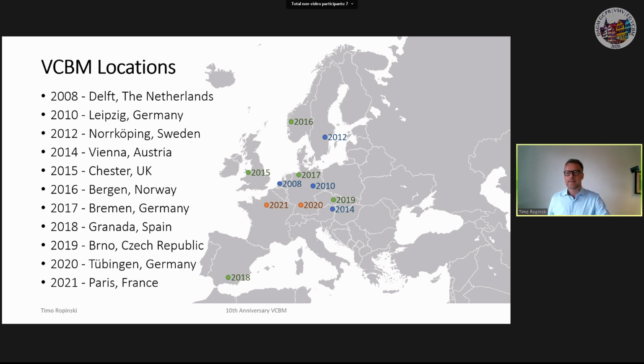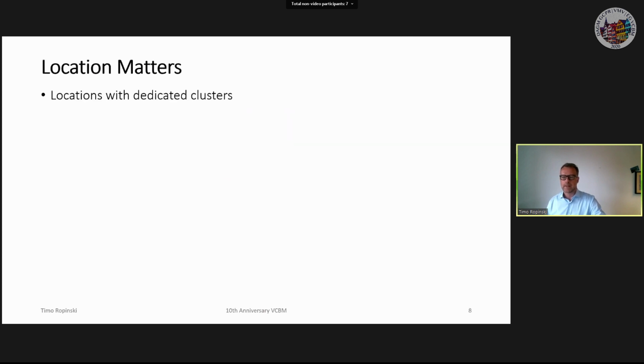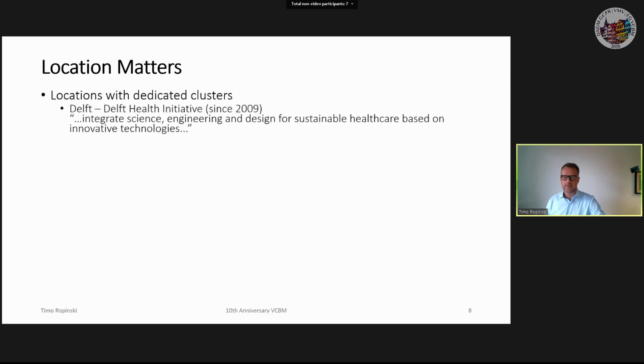So how did we select these spots? Well, obviously they are in Europe. That's important for us, and we would like to have a wide variety of countries in Europe involved. But also the location matters for other aspects. VCBM is cross-disciplinary, right? So we are technology people working on domains, and for that we need to have the domain knowledge from medicine and biology. So we were always in favor of locations with dedicated clusters.